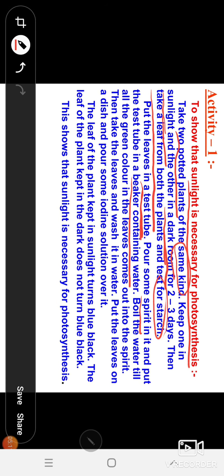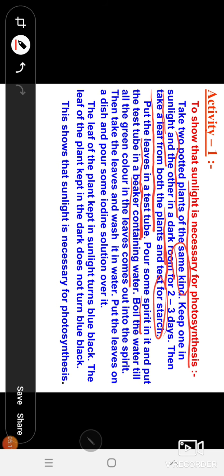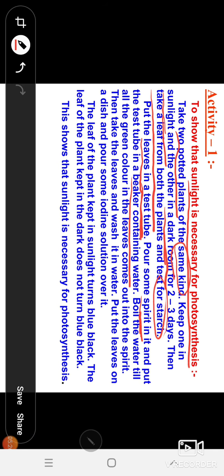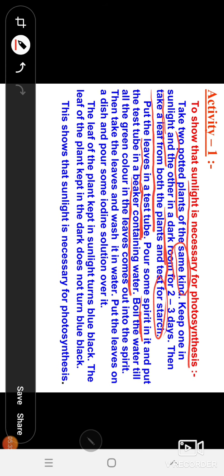So you should take two different test tubes. Whatever leaves you have collected from the two potted plants, keep them in separate test tubes, one each, and add some spirit into each test tube. Again, the test tubes must be placed inside a beaker containing water. Now start to boil the water.